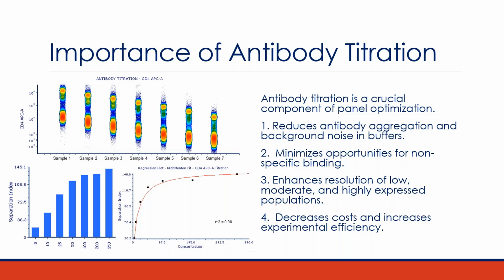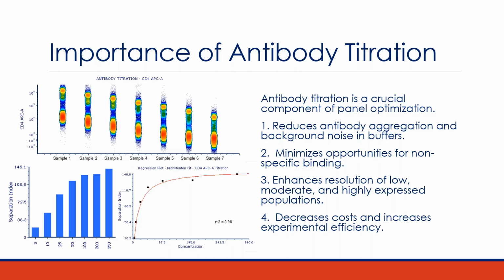It also enhances the resolution of low, moderate, and highly expressed populations. We know that sometimes there is a different level of expression. We see some cells that lowly express something, then there's moderate expression and high. We want to be able to distinguish those populations and not wonder, is that low expression or is that just non-specific binding? We want to be certain that when we're looking at our data, we can draw conclusions and rely on the results that we're getting.